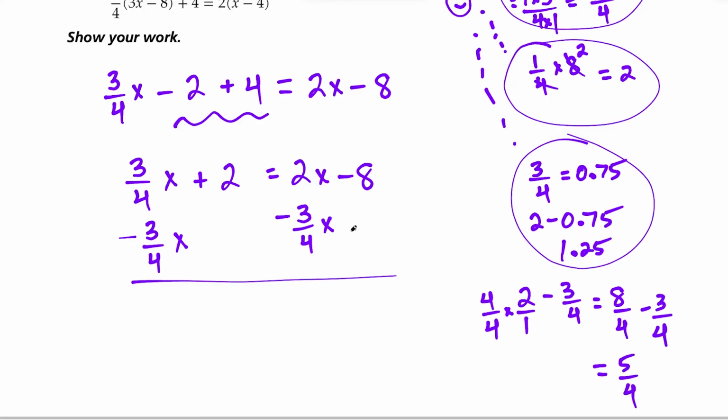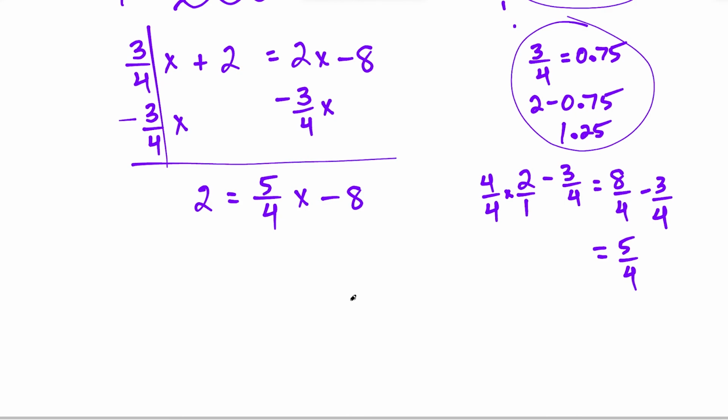All right, so that's just some math. You have options here. You could do this or you could do this. So these will cancel out. Now I have 2 equals. And let's say I go with the fraction. 2x minus 3/4 x makes 5/4 times x. And then we have minus 8.